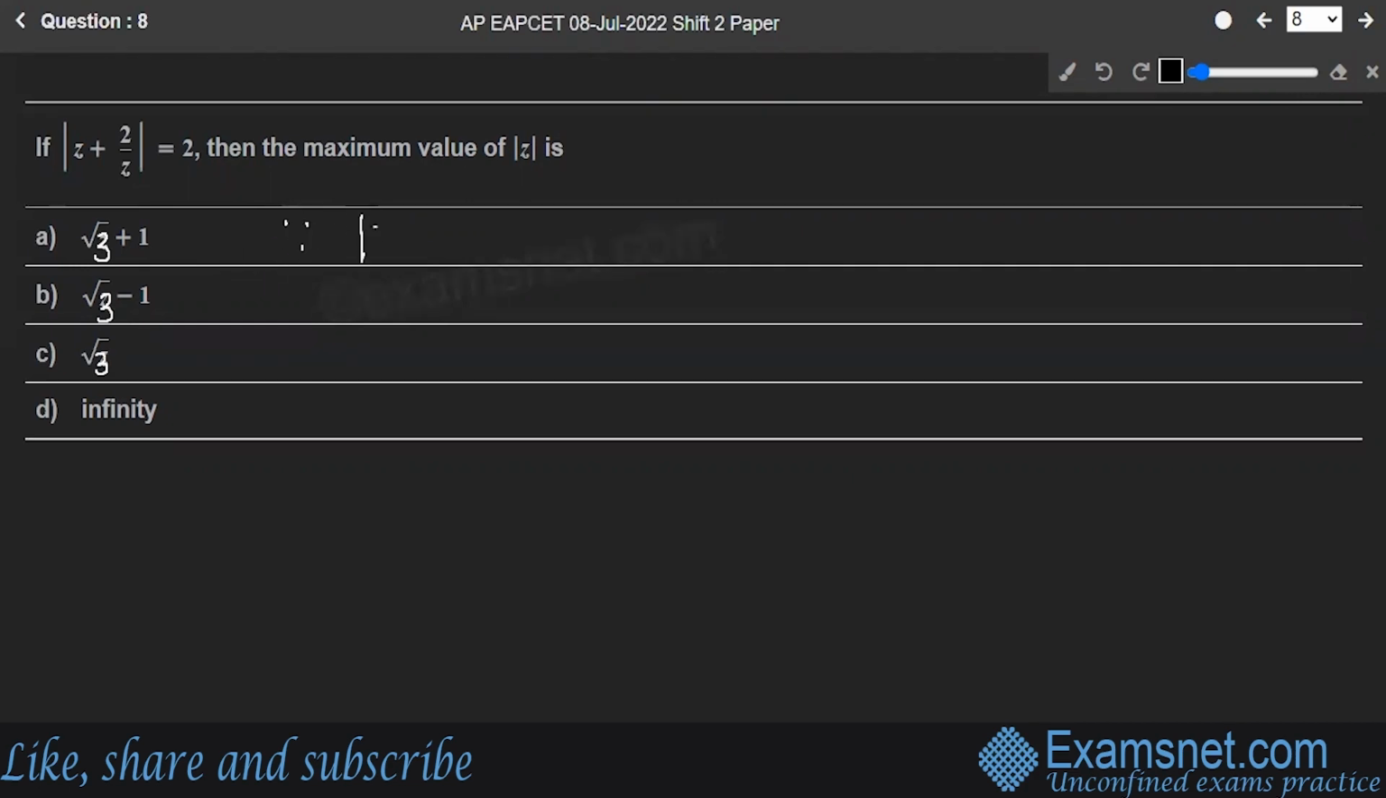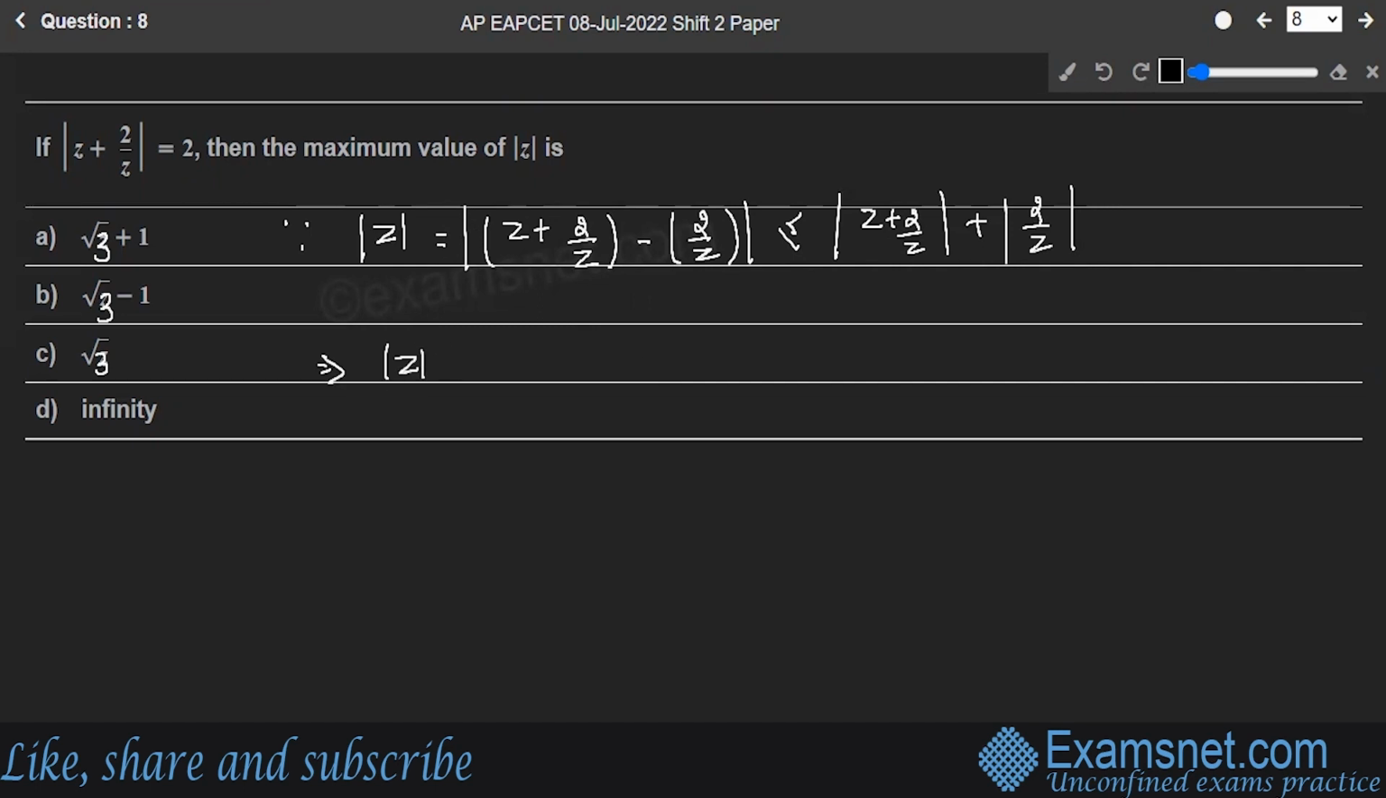Because we are having the modulus of z, this can be written as modulus of (z plus 2 upon z minus 2 upon z). Now this thing for sure is less than or equal to modulus of (z plus 2 upon z) plus modulus of 2 upon z, right? This gives you modulus of z is less than or equal to 2 plus modulus of 2 upon z.